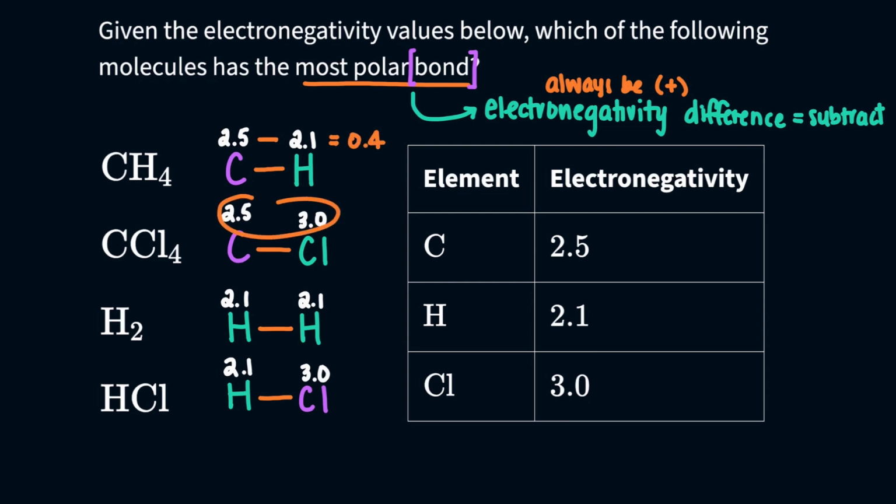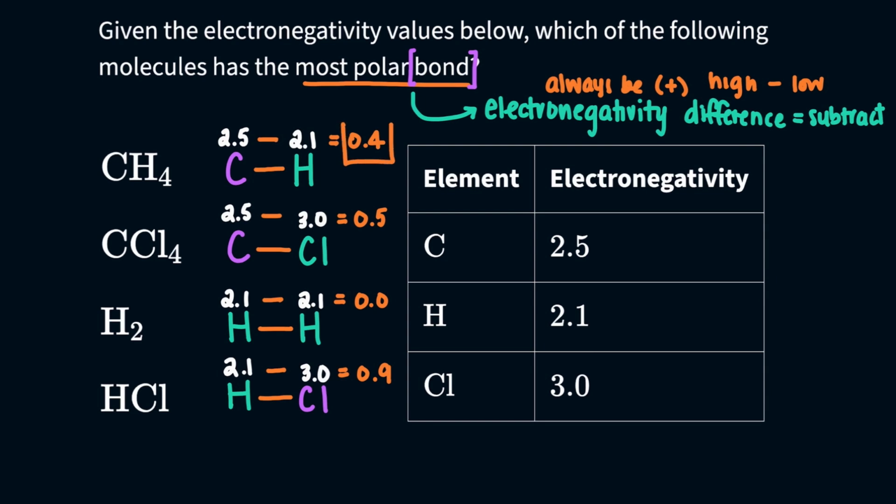This one, in my mind, is just a little bit flipped, because for electronegativity, the easiest way to go is just to subtract the low number from the high number. So I'm going to take 3 minus 2.5, and I get 0.5. 2.1 minus 2.1 is a big fat 0. And then, once again, I'm going to rework this in my mind: 3.0 minus 2.1 is 0.9. These difference values are going to tell me which is the most polar bond.